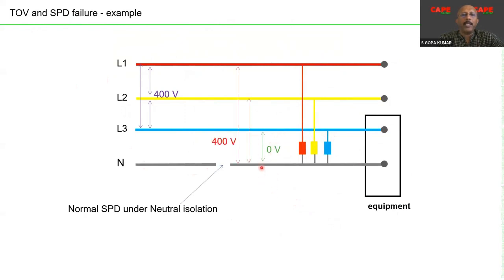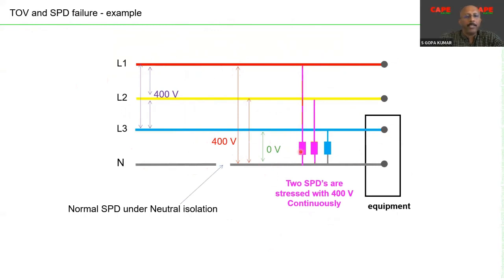As a result, the disconnected part of the neutral with respect to the other phases, suddenly the potential is 440 volt. As a result, the 440 volt stress is on the SPD, and this 440 volt stress probably may kill the SPD within a short time.